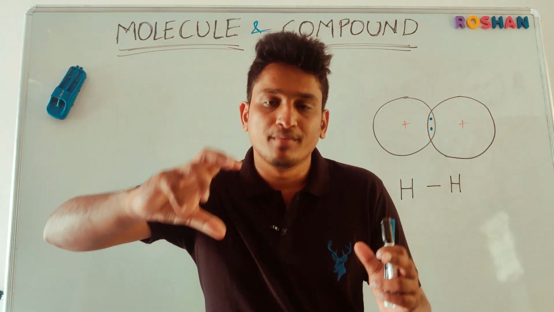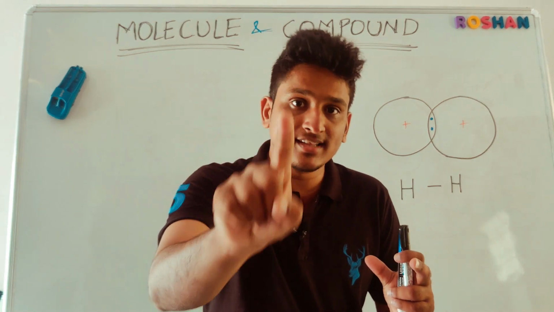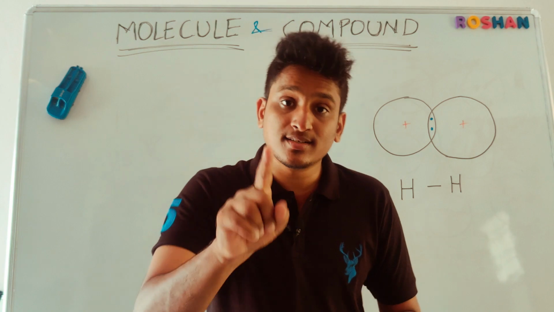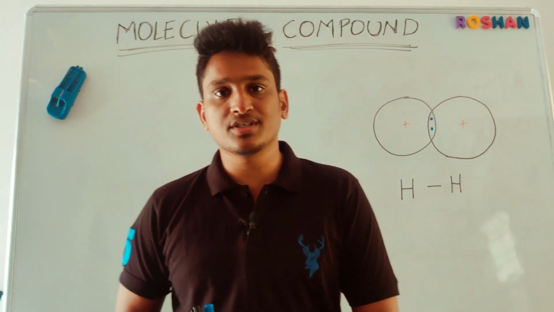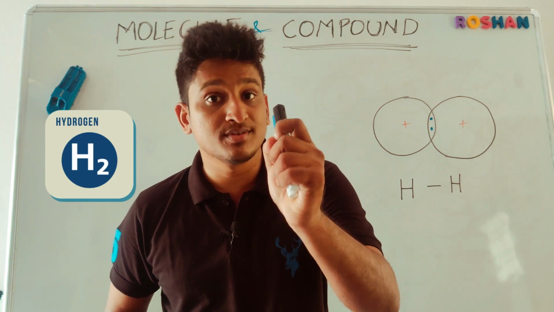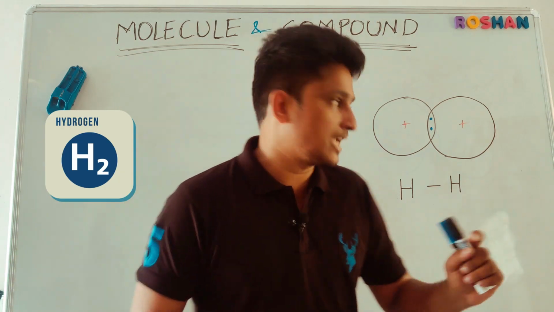What is a molecule? When two or more atoms combine. Who decides that two or more? The valency of the element, the valency of the particular atom decides. Hydrogen. So what is hydrogen in nature? Hydrogen gas, which is H2. That means two hydrogen atoms which are chemically combined.